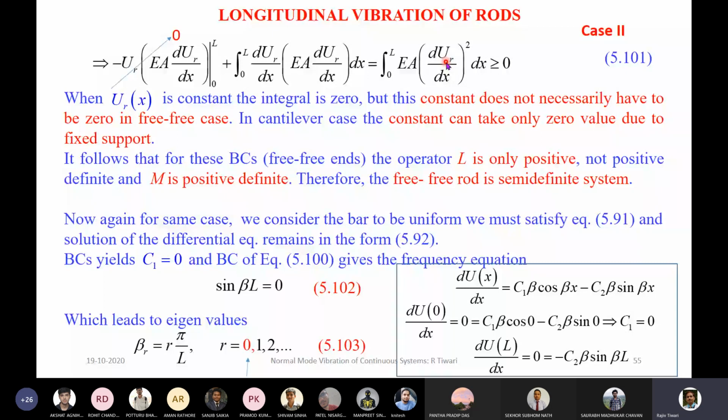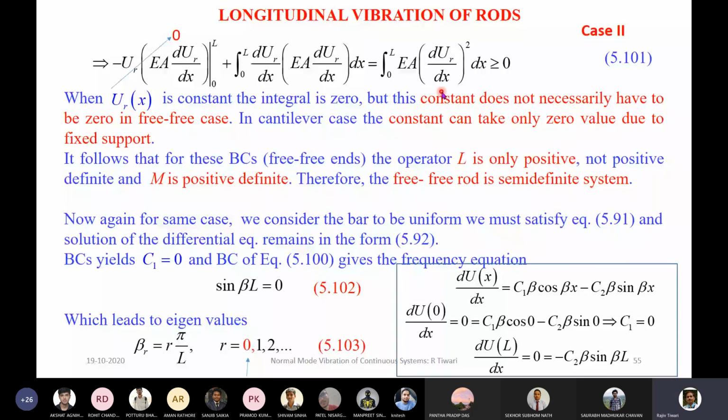But in the free case, it is possible that all the points have the same displacement. So if u is constant, then the derivative term is zero. That's why it is called positive only. It is not positive definite, because this quantity can be zero when there is a constant displacement, because of the derivative term in the expression.